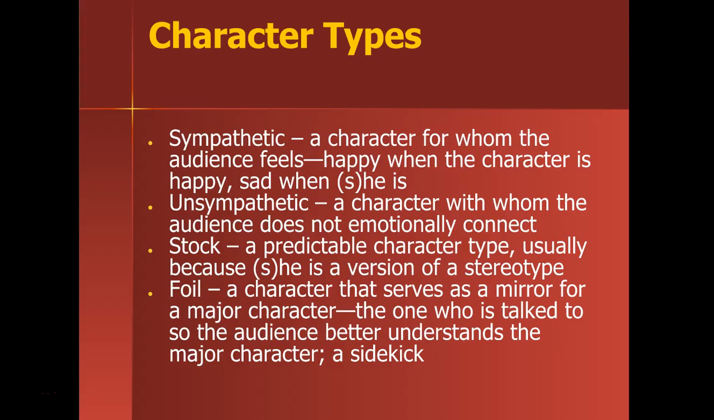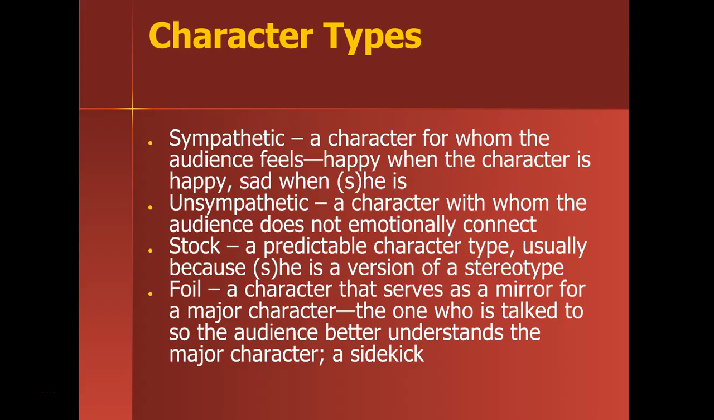A few more to look at. Sympathetic and unsympathetic are also character types, and they are paired. Sympathetic and unsympathetic, though, have to do with how the audience feels about a character. If the audience feels happy for the character when that character is happy, meaning they have the same feeling, that's sympathetic. An unsympathetic character is a character with whom the audience simply does not emotionally connect. Don't confuse that with a character that is meant to be someone you dislike, and you like the fact that they're unlikable. That's another term which we're not going to worry about at this time.